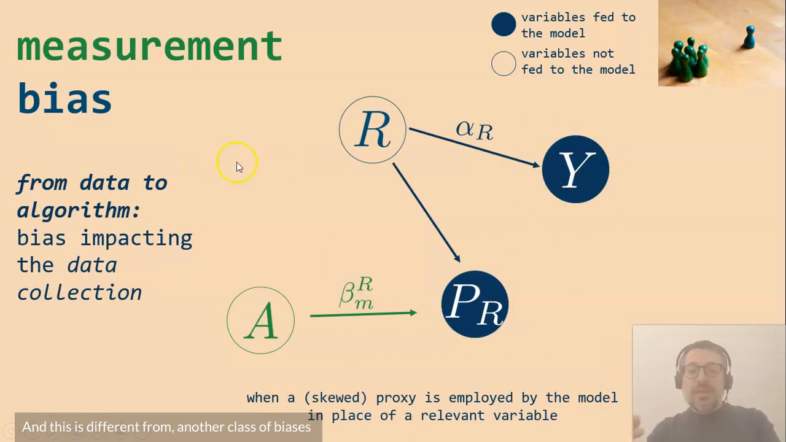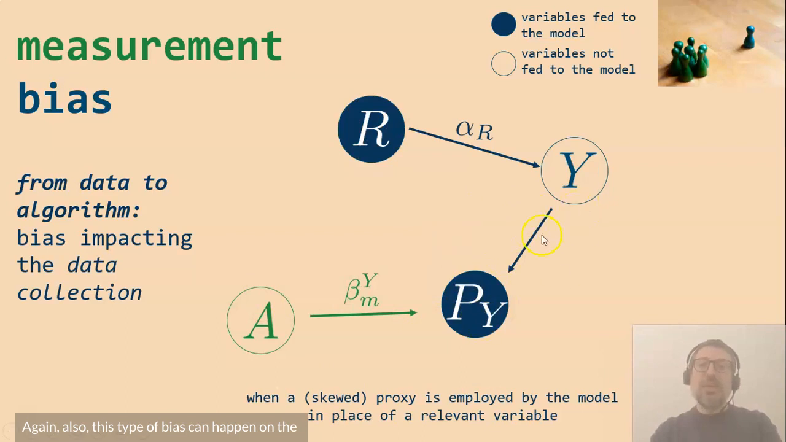This is different from another class of biases that go from data to algorithm, so biases impacting the data collection, not the phenomenon. In this simple plot, we schematize what we call measurement bias. Instead of accessing the real relevant feature R, we have access to a proxy which happens to be biased, so it happens to be impacted by a sensitive feature. You can think, for example, when you use the IQ score to measure intelligence, maybe the IQ score is a biased proxy for what you actually want to measure. Again, this type of bias, measurement bias, can happen on the target variable as well.